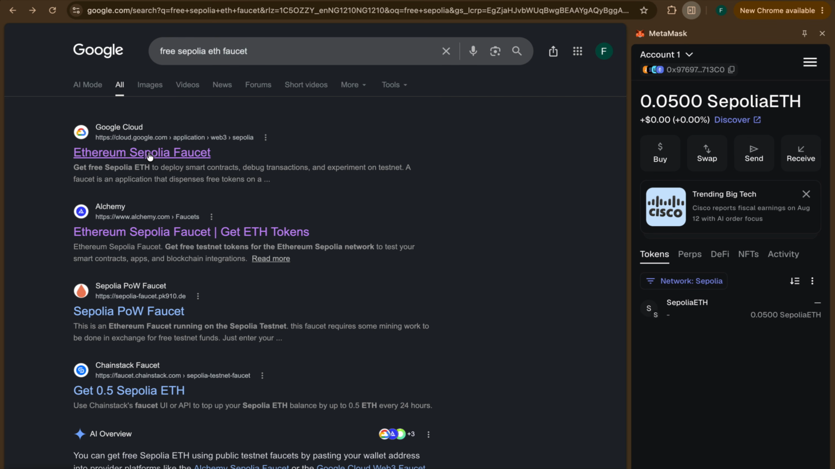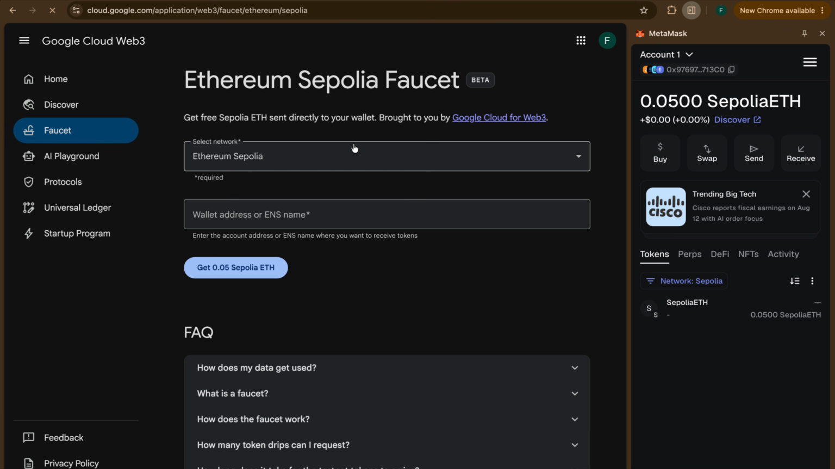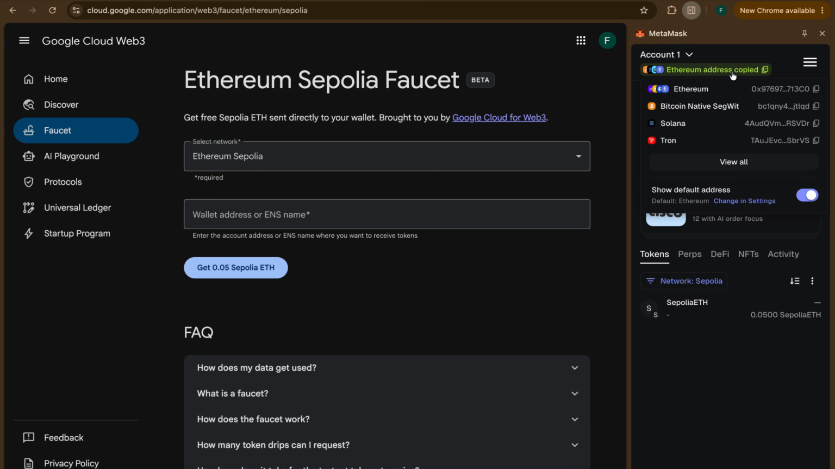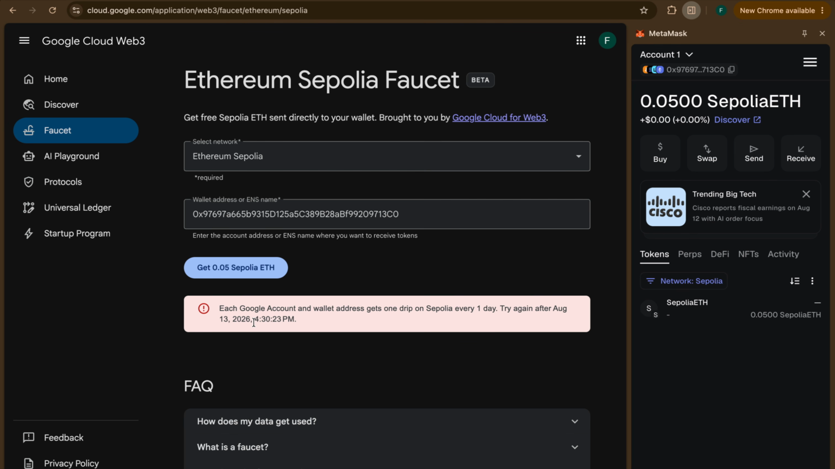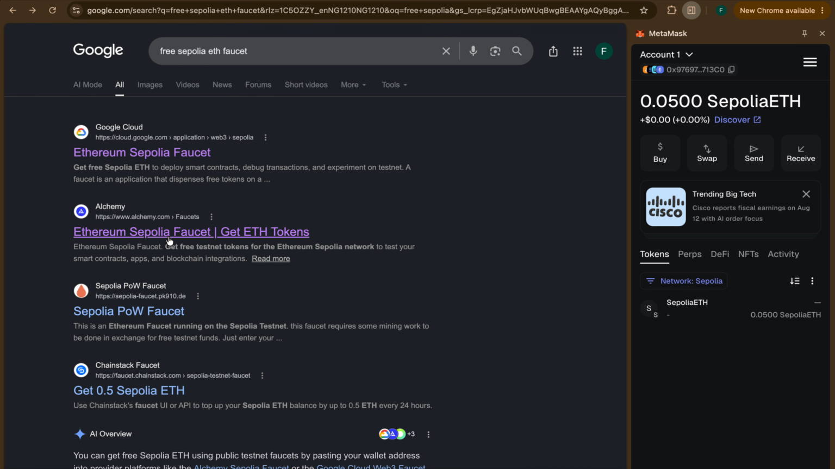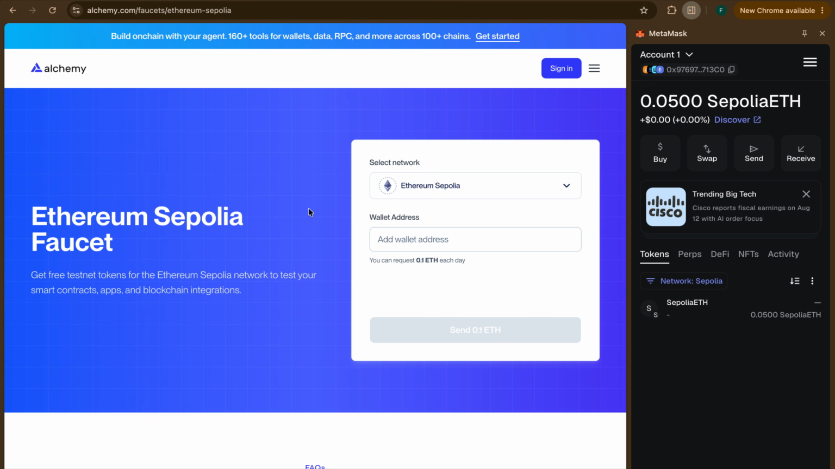options. So this is the one I used last time. Let me see if I'm still eligible to just copy your address. Am I still eligible to get it? If I do this, no, it's saying I should try again. It's once every day. So let me see if I can get it from Alchemy, Sepolia. If I post the address there, I'm supposed to get 0.1, verify I'm human, send.